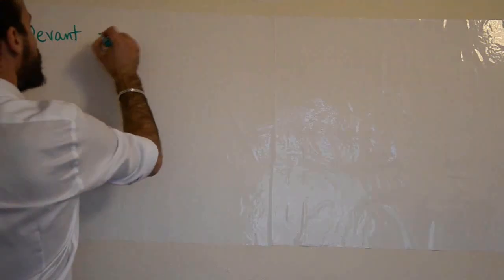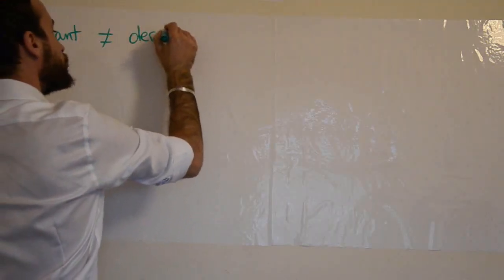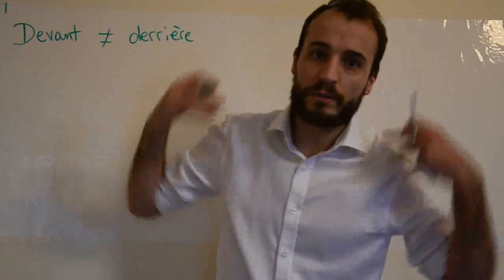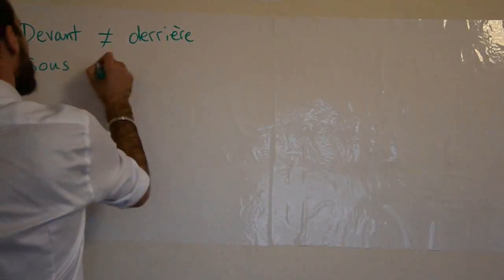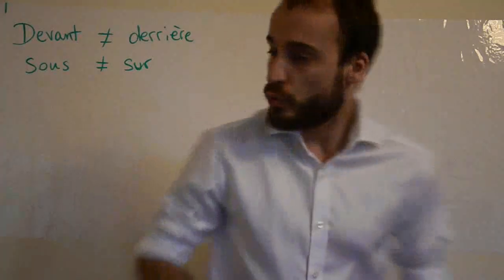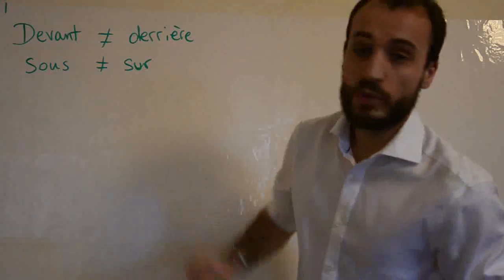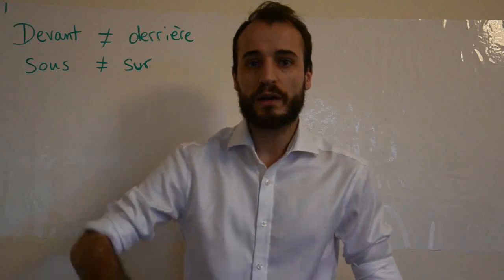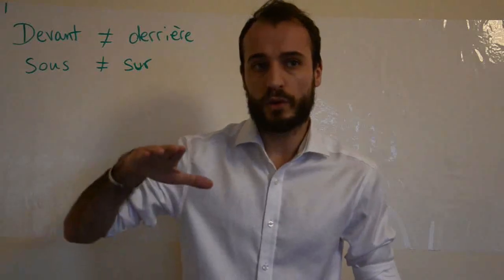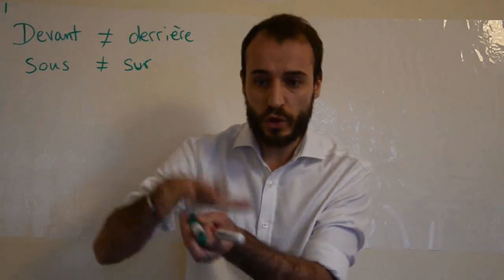First we have words such as devant, which is the opposite of derrière. Devant means in front, derrière means behind. Then we have sous, which is the opposite of sur. Sous means under and sur means on the top. Be careful, it doesn't mean above, it means on the top. So literally the object has to touch the thing.